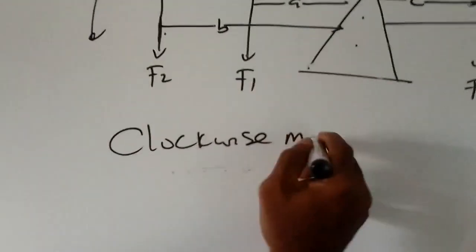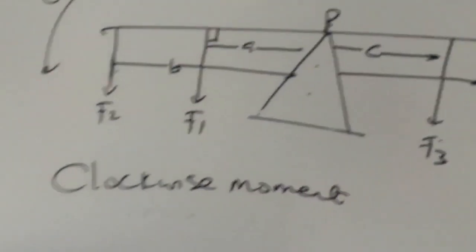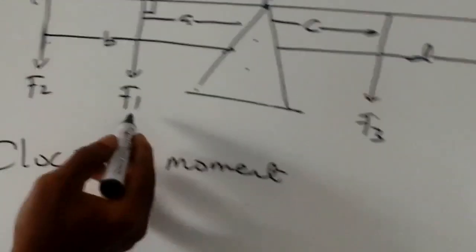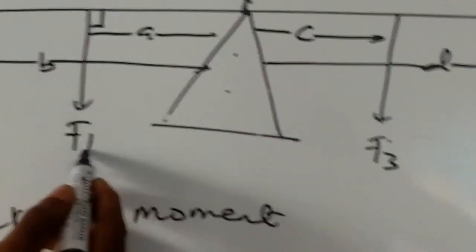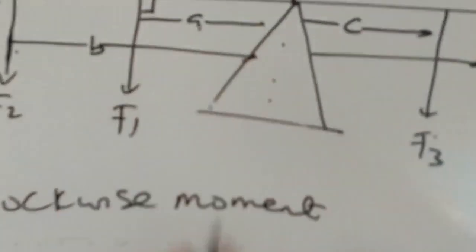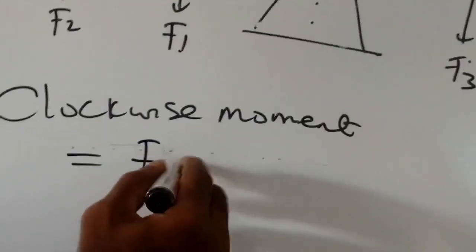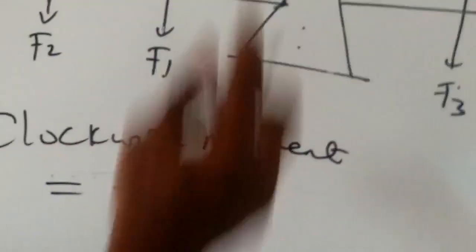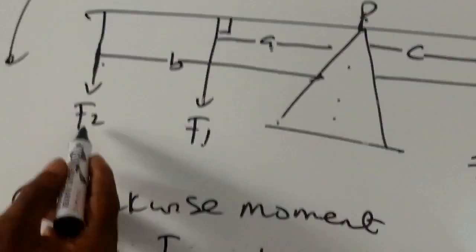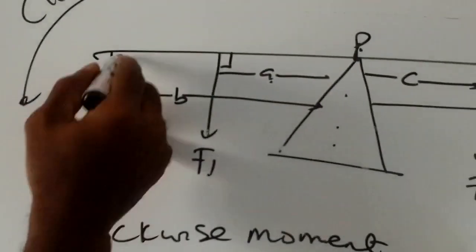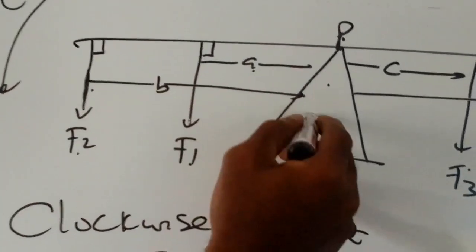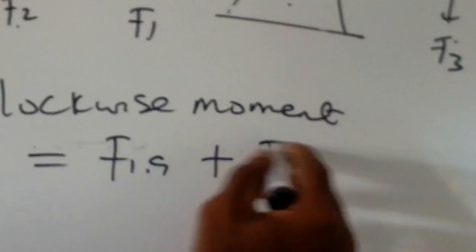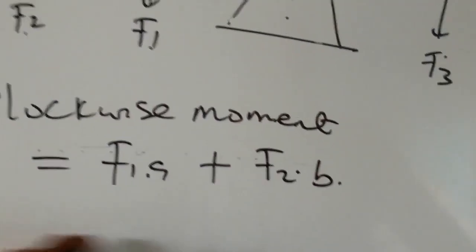Now, to take clockwise moment, moment is the product of force and perpendicular distance to the pivot. So we now have this force, F1. The perpendicular distance to the pivot is A. We now have F1A, that is F1 times A. Plus, this force down here is F2. The perpendicular distance, that is this dimension at 90 degrees to the pivot, is small letter B. We now have F2 times B. So this is the clockwise moment acting in this direction.